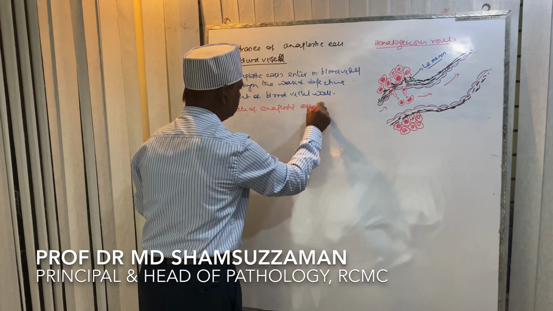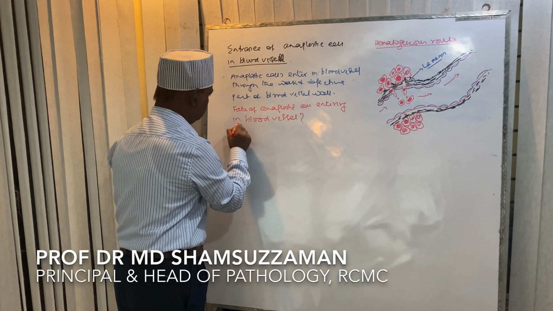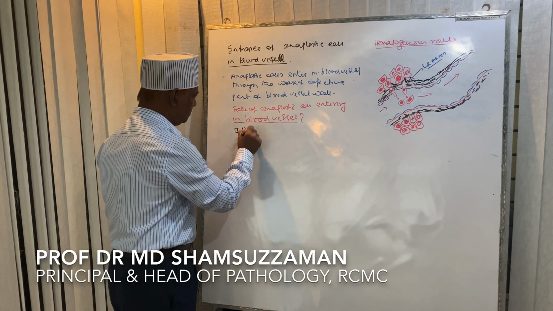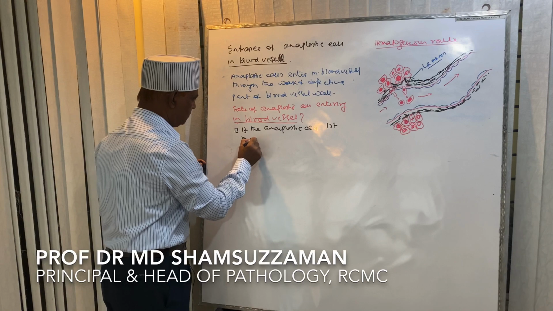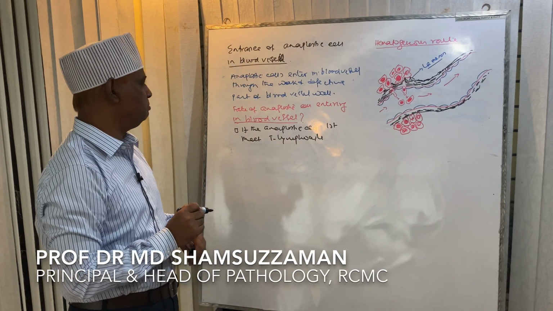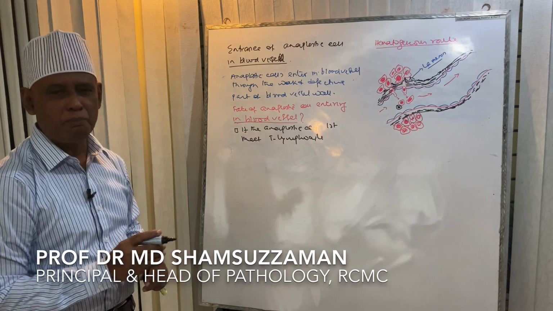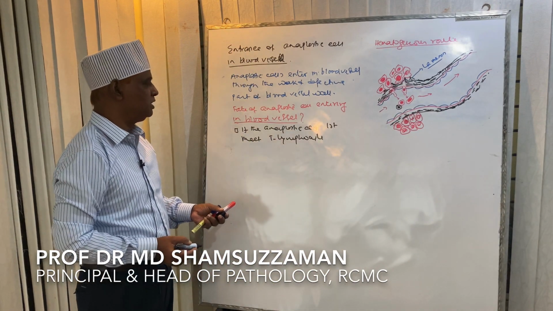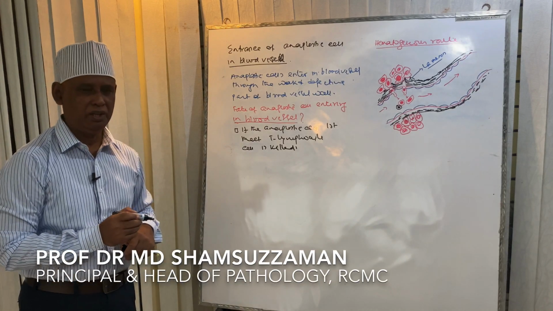Fate of anaplastic cell entering in blood vessel. If the anaplastic cell first meets a T lymphocyte, suppose this is the T lymphocyte, by the cytotoxicity of this cytotoxic T cell, the anaplastic cell will be killed. So, if the anaplastic cell first meets the T lymphocyte, the cell is killed by the cytotoxicity of the cytotoxic T cell.